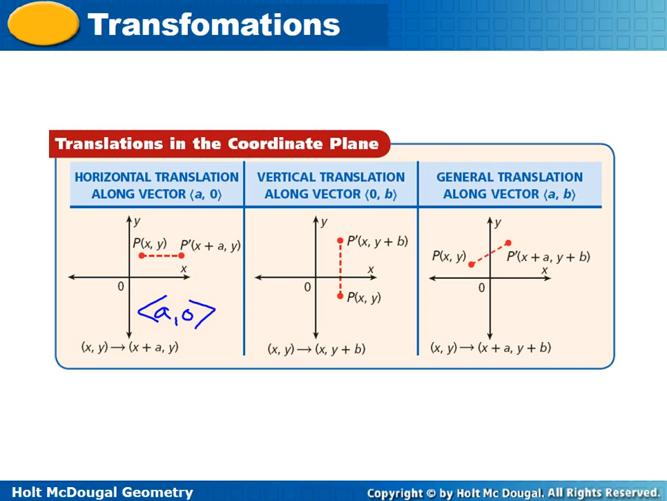On the next one, again, we have a 0 in for the x, and we have b in for y. This is what the vector would look like. So once again, our x value, we didn't move left or right at all. We just moved up or down. Now the third one, the vector would look like this, a comma b. And on this one, we moved left or right by the value of a, and we moved up or down by the value of b.